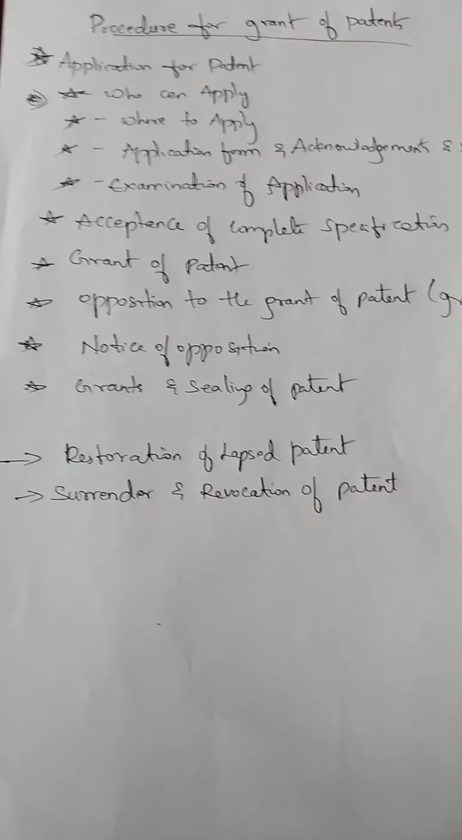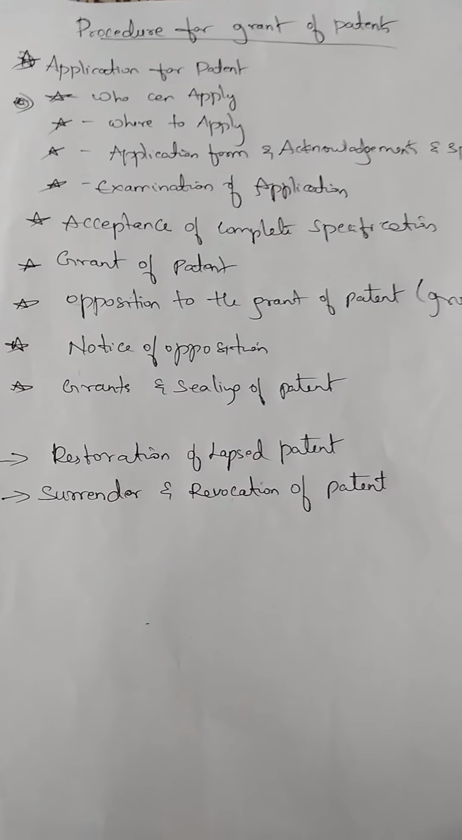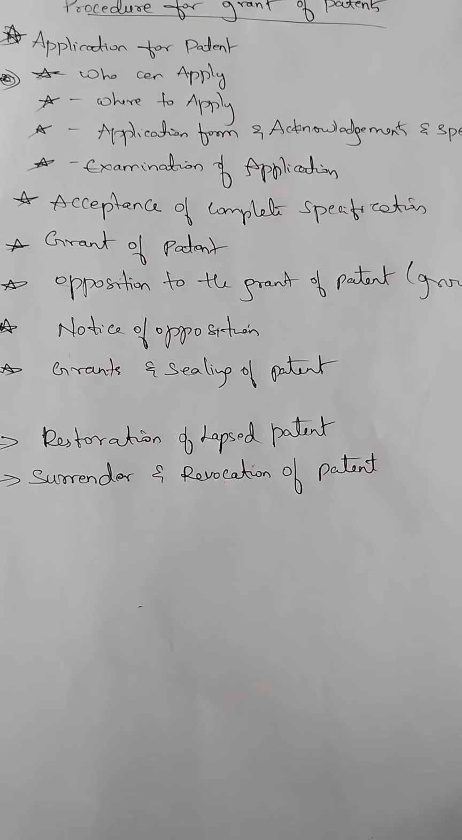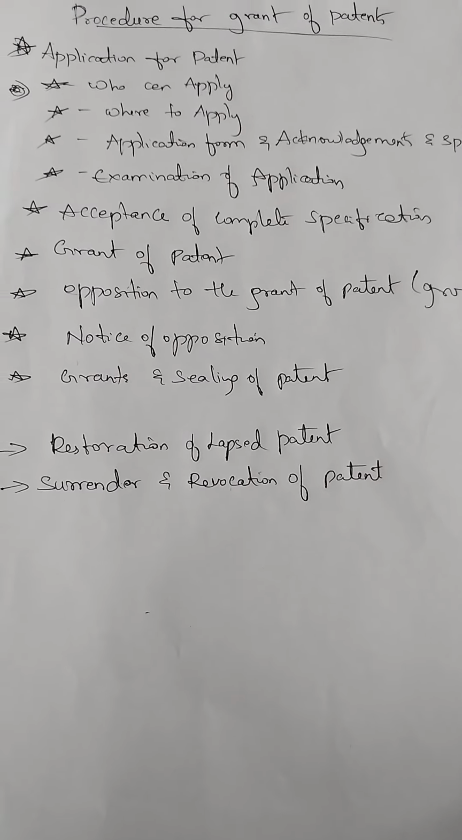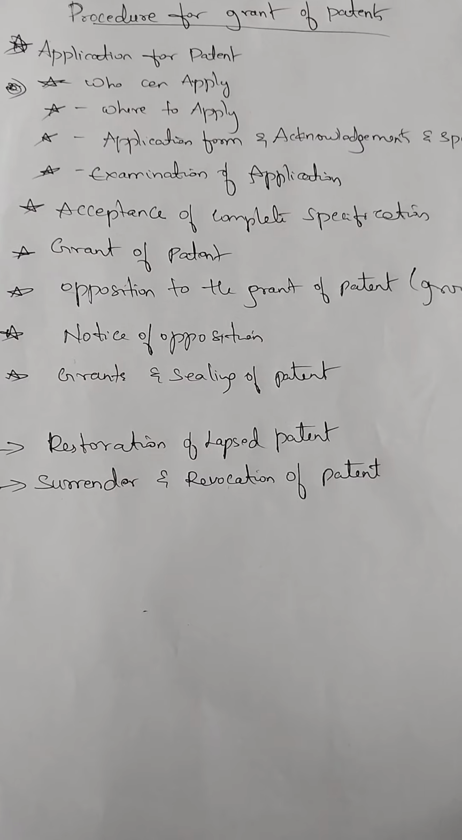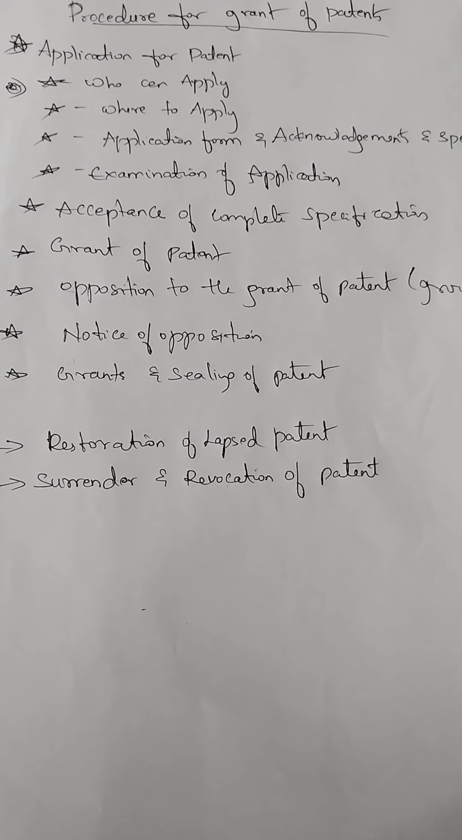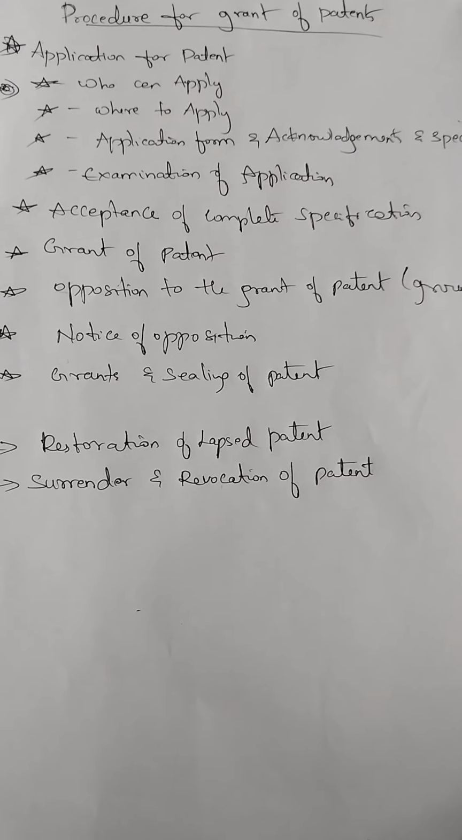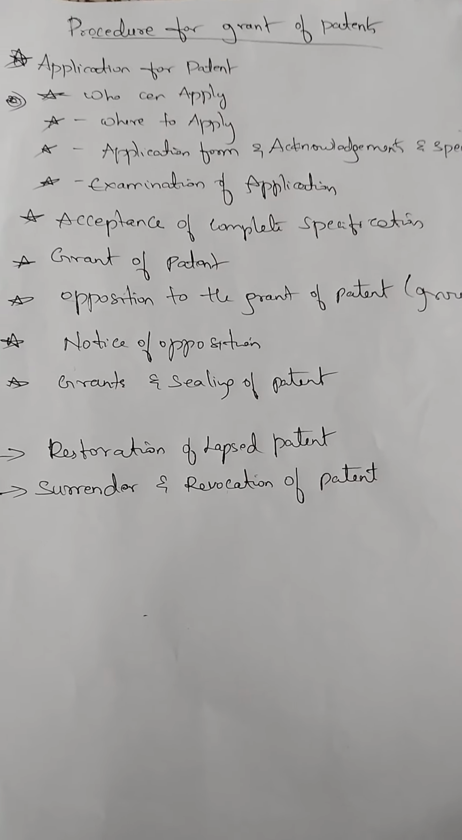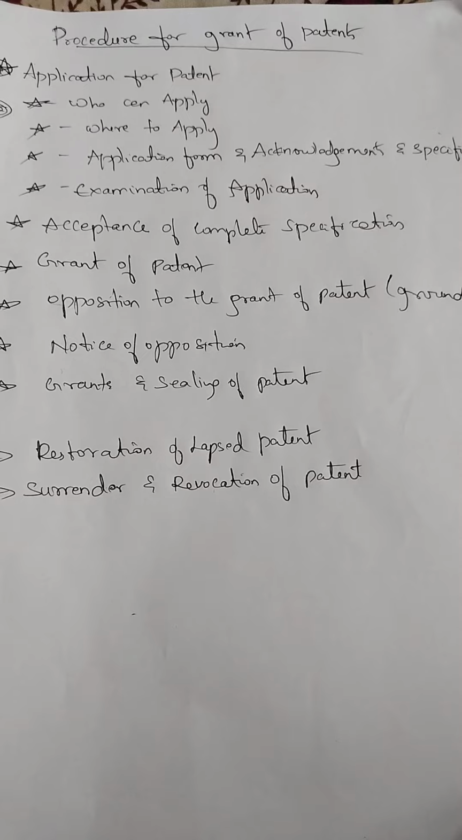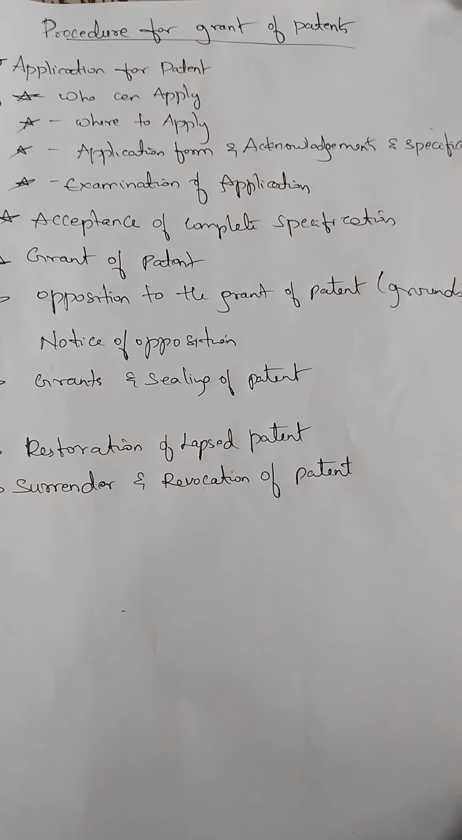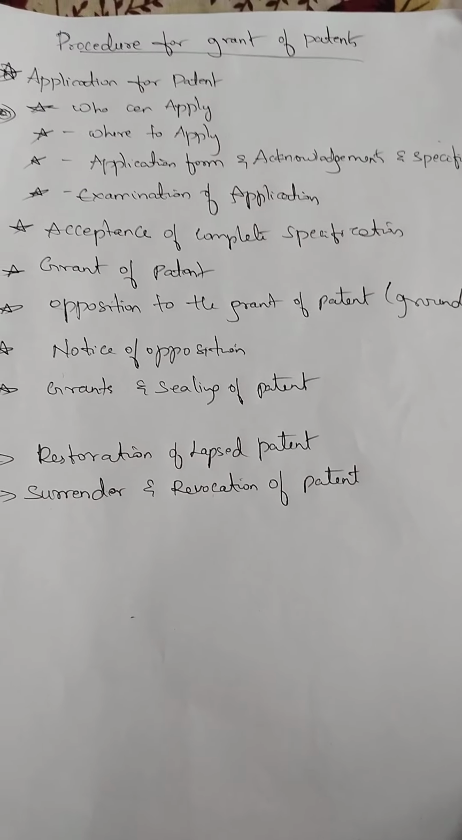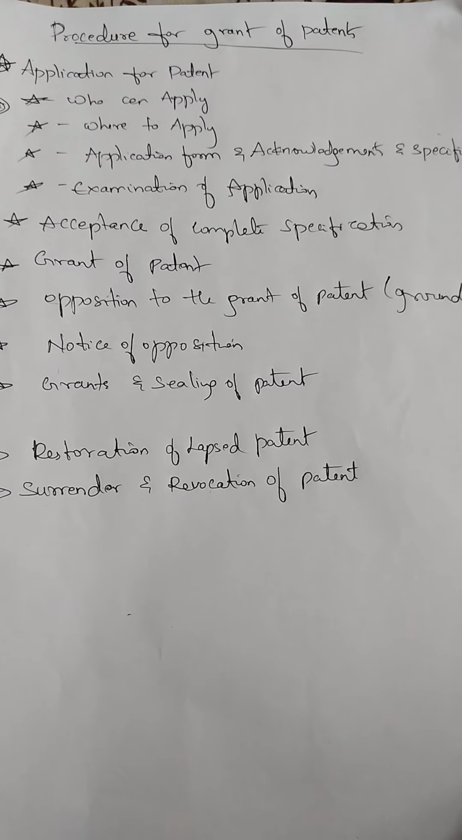As you see, the first one is application for patents. The first thing that you have to do is apply for a patent, which will be done formally in the form of filling up an application form. But before that, who can apply for patents? What is the description under which you can apply for patents?